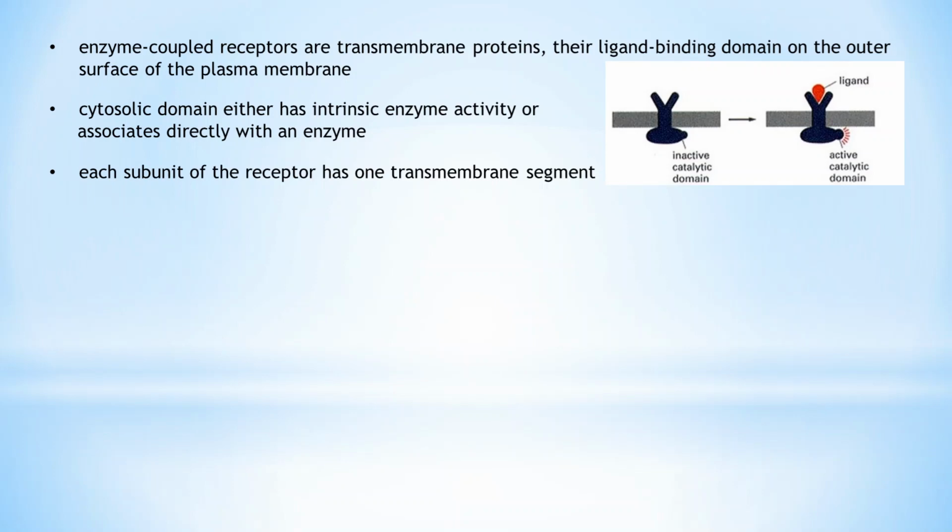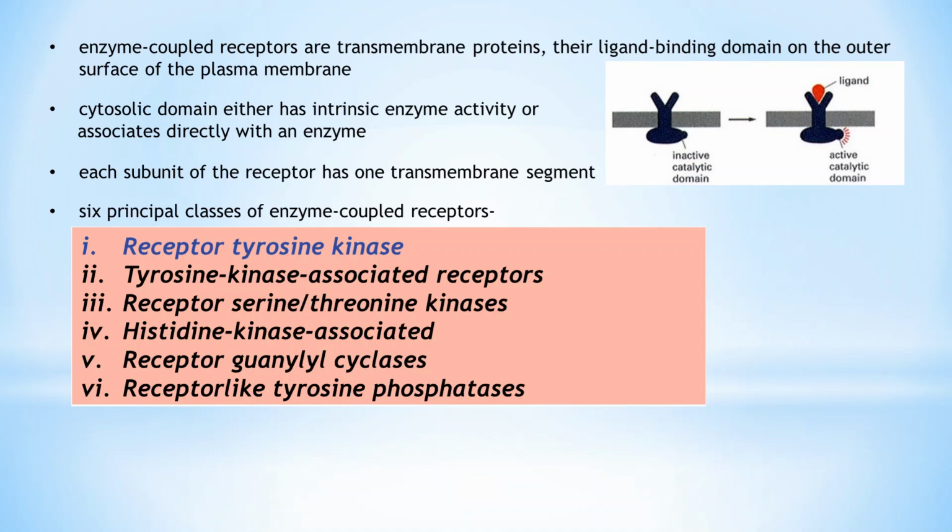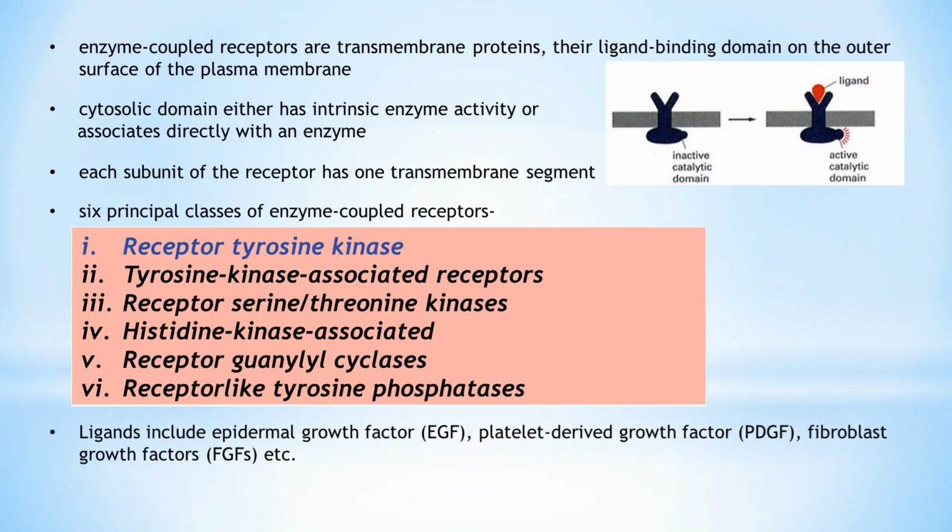GPCRs and enzyme coupled receptors often activate some of the same signaling pathways, and there is usually no obvious reason why a particular extracellular signal utilizes one class of receptors and not the other. Now, there are 6 principal classes of enzyme coupled receptors. These are mentioned in this table. Many extracellular signal proteins such as epidermal growth factor, platelet derived growth factor, fibroblast growth factors, etc. are ligands that act through these enzyme linked receptors.